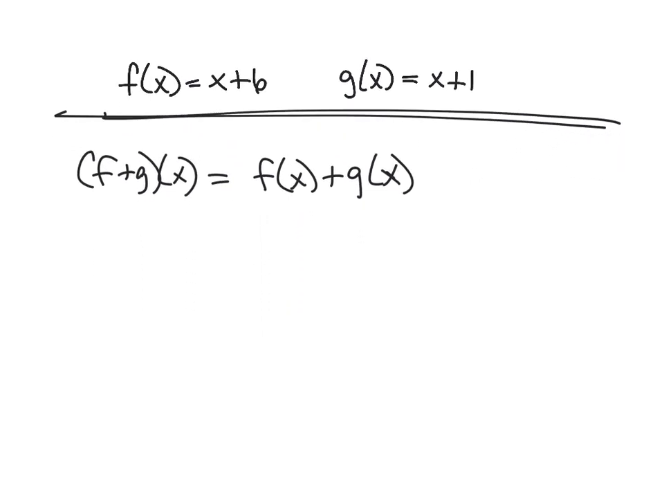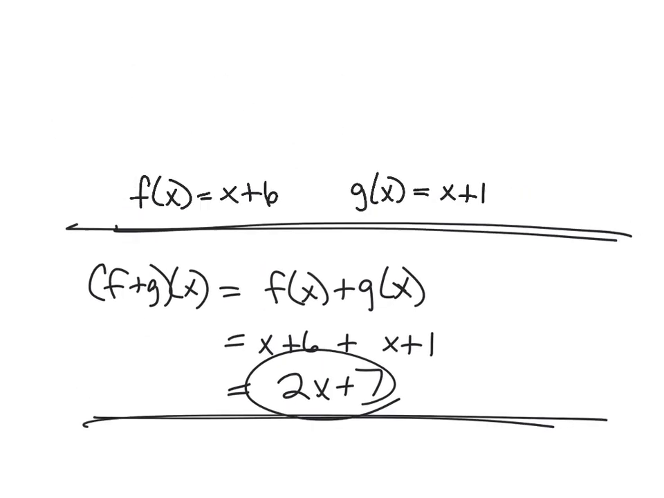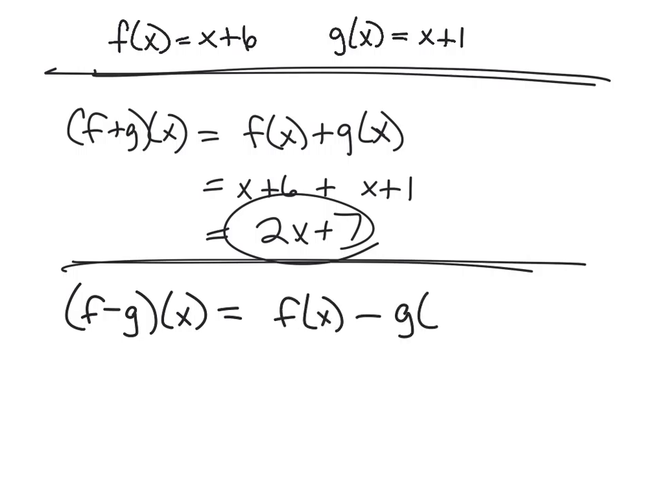So that means we're going to take x plus 6, because that's f of x, and we're going to add it to x plus 1, because that's g of x. And when you add that together, you get 2x plus 7, and you are done. So now, if we want to subtract, you're going to do f minus g of x, and so that means you're going to do f of x, and you're going to subtract g of x.